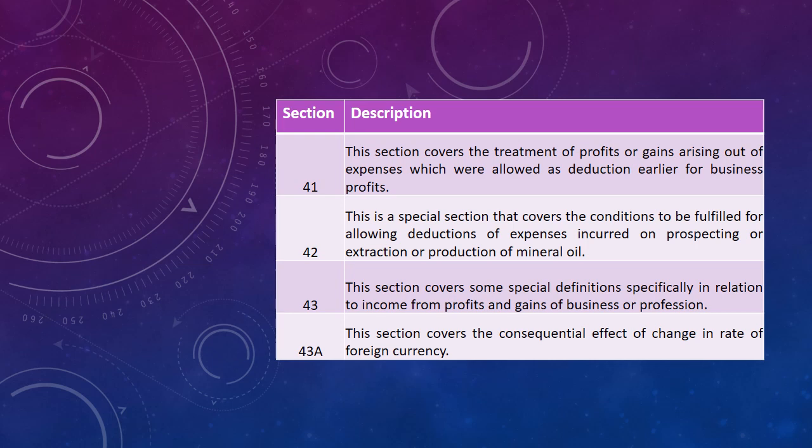This is a special section that covers the conditions to be fulfilled for allowing deductions of expenses incurred on prospecting or extraction or production of mineral oil. Section 43. This section covers some special definitions specifically in relation to income from profits and gains of business or profession. Section 43A. This section covers the consequential effect of change in the rate of foreign exchange.